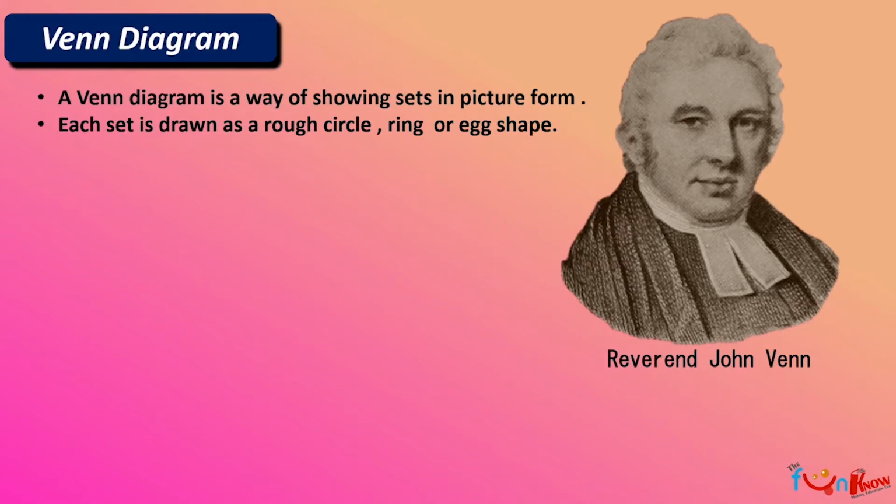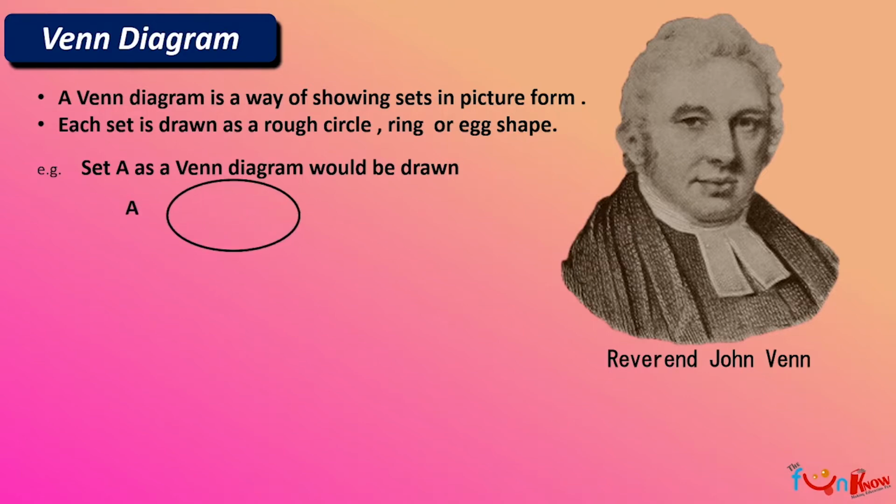So what is a Venn diagram? A Venn diagram is a way of showing sets in picture form. Each set is drawn as a round circle, ring, or egg shape. Set A as a Venn diagram will be drawn like this: A and that oval, or you can consider it as an egg shape or circle, whatever.